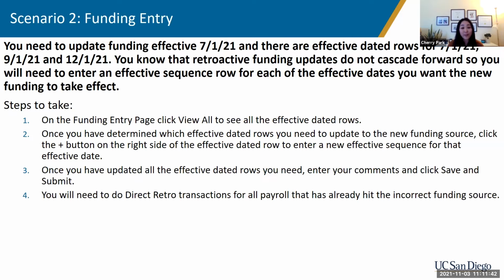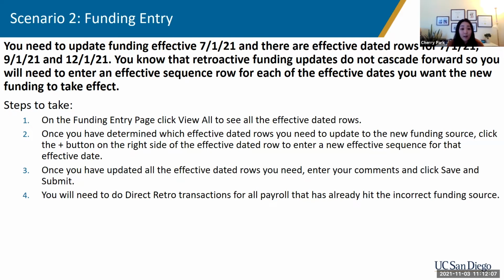Scenario 2, funding entry. You need to update funding effective 7/1, and there are effective dated rows for 7/1, 9/1, and 12/1. You know that retroactive funding updates do not cascade forward, so you will need to enter an effective sequence row for each of the effective dates you want the new funding to take effect.